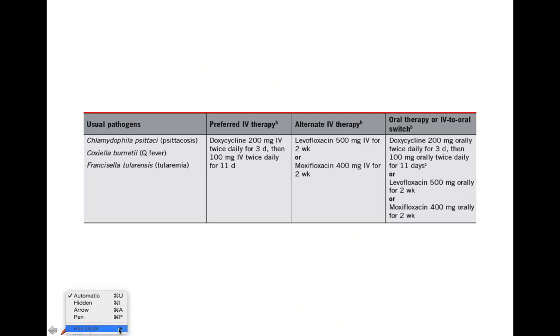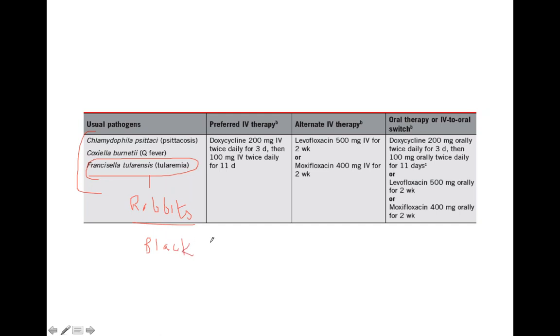So this is the treatment which I just covered. And Francisella tularensis causes tularemia. The patient is mainly exposed to rabbits. The patient will have pneumonia, can have altered mental status, and also skin lesions with a black scar in case of tularemia. Okay, clear?